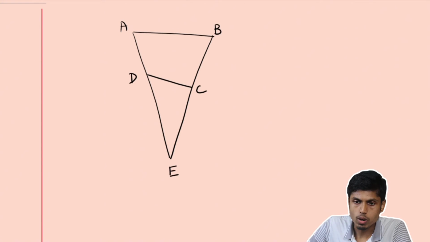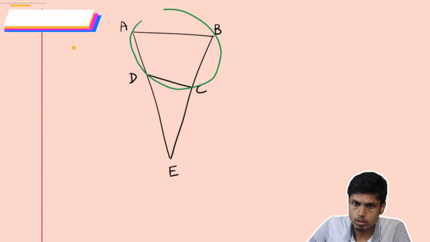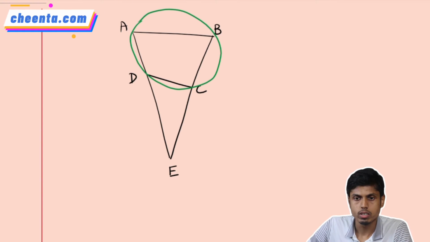Let's get started. Suppose you have a quadrilateral ABCD such that the sides AD and BC intersect at a point E. The quadrilateral is given to be cyclic. That means there exists a circle passing through the 4 points of the quadrilateral.